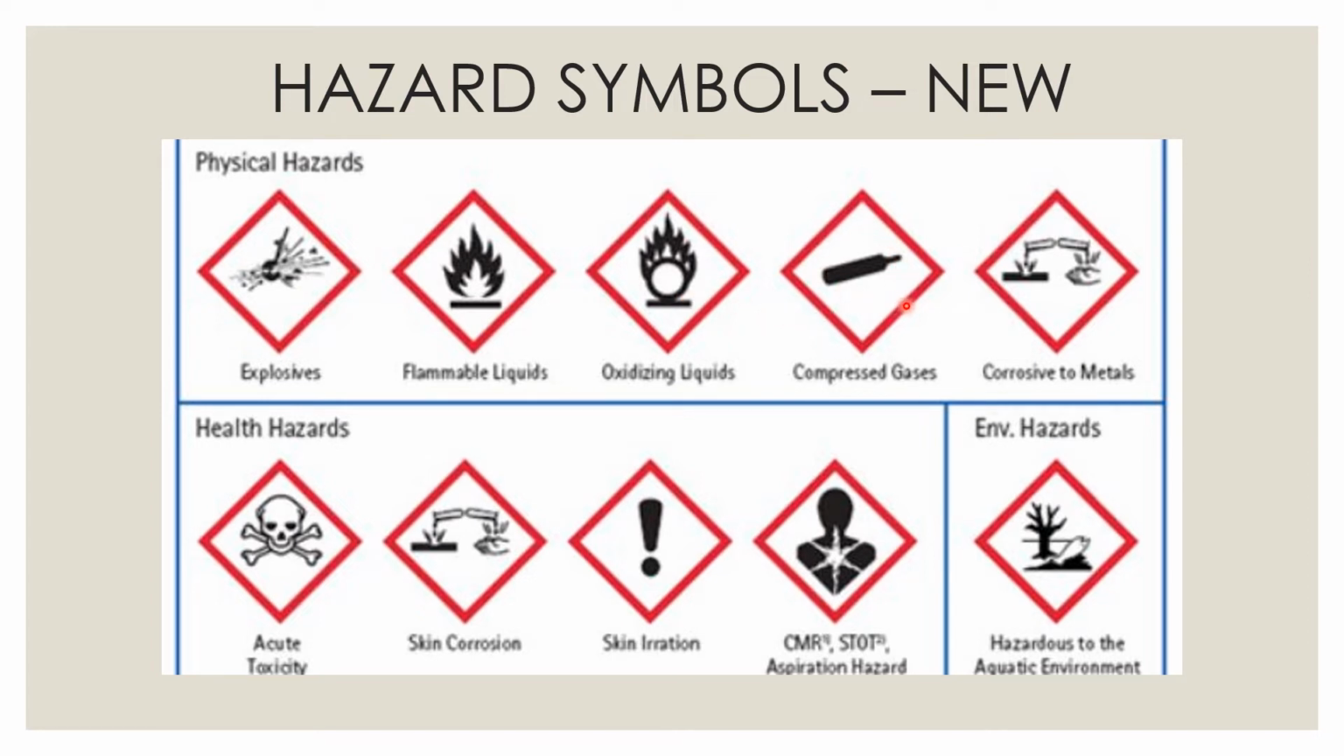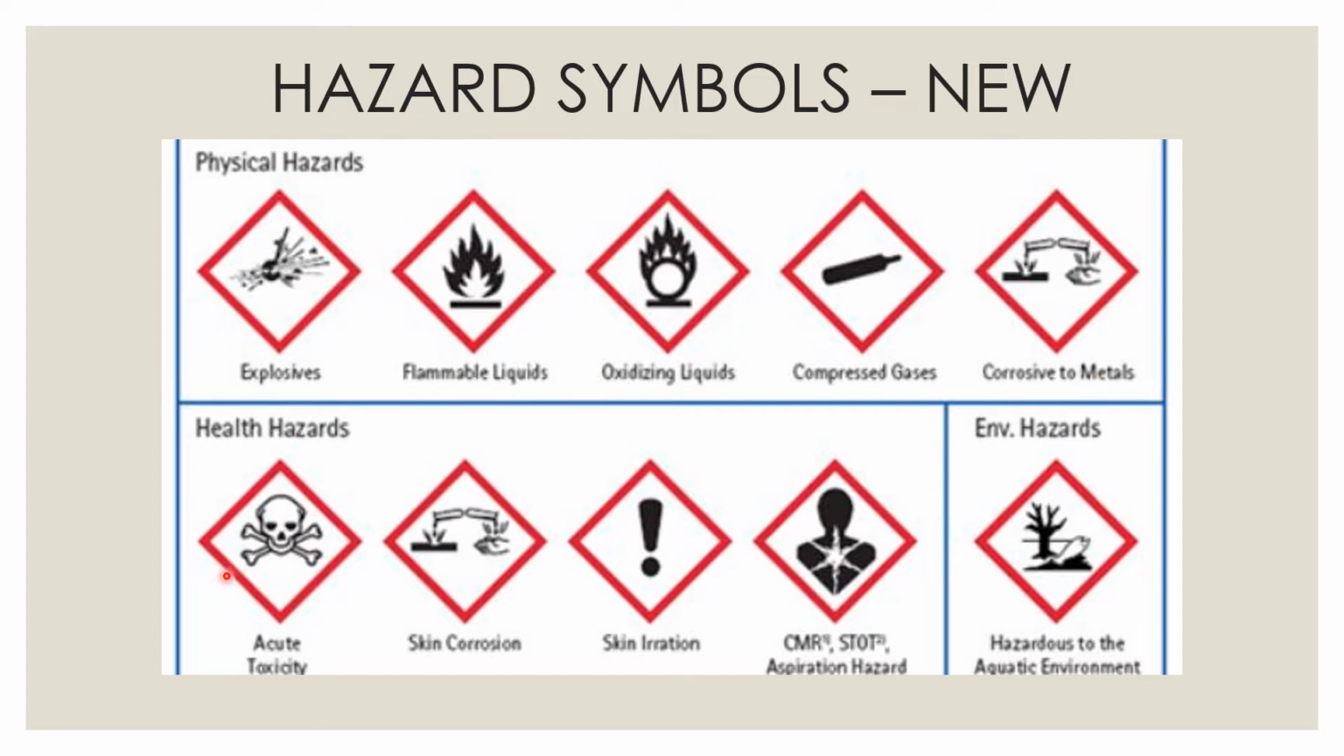And then we have this particular symbol here. This particular symbol usually represents gas cylinders, for any gases that are packed under pressure. Corrosive to metals. Corrosion, or corrosive to metals, is for those corrosive substances which damage the metals as well as the skin or the eyes.